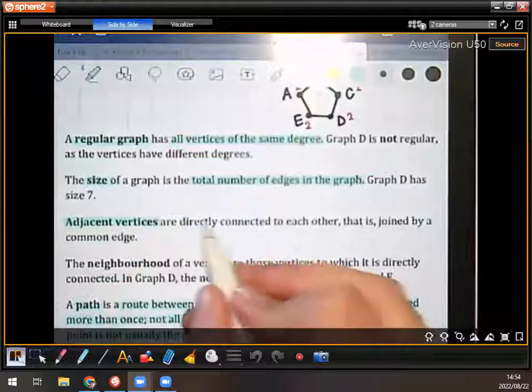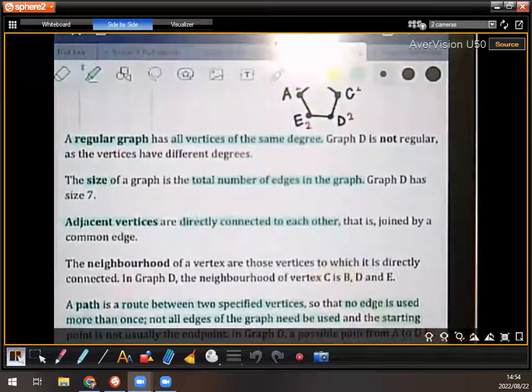Adjacent vertices are directly connected to each other. Then we call them adjacent vertices. So if they join by a common edge, we call them adjacent. I think that's quite self-explanatory, right? It's two vertices that are next to each other, but they can't just lie next to each other. They have to be connected to each other as well. So it can't just be one vertex, another vertex, oh, they're next to each other, so they're adjacent. They have to be connected as well.